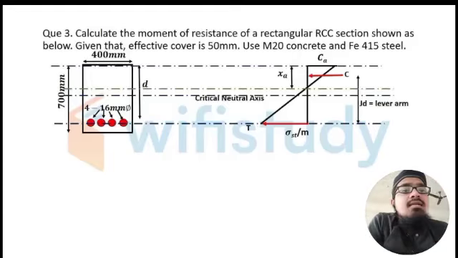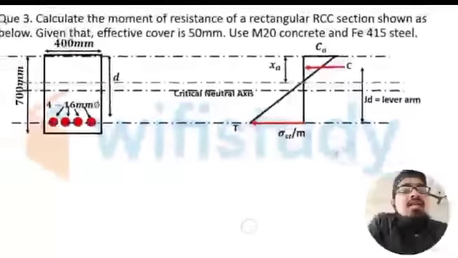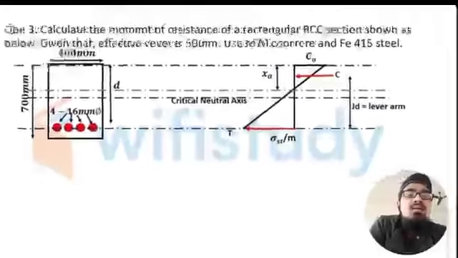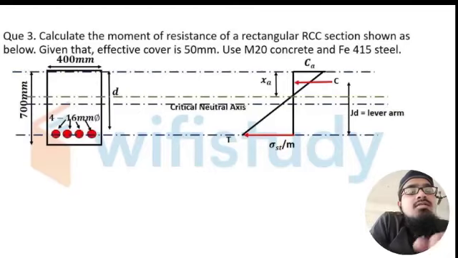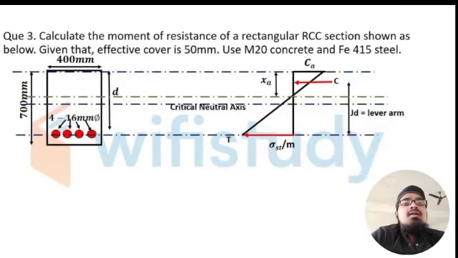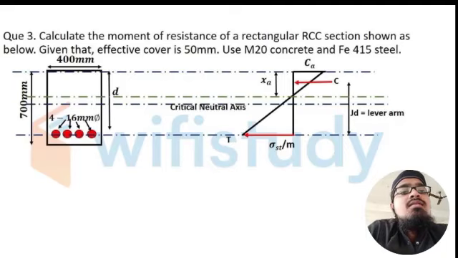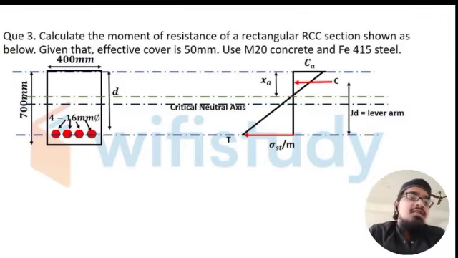And for calculating the moment of resistance of a rectangular section, one problem is given here. So listen carefully. We are asked to find the moment of resistance of a rectangular RCC section shown below, given that the effective cover is 50 mm, use M20 grade of concrete and Fe415 grade of steel. So we have to calculate the moment of resistance.